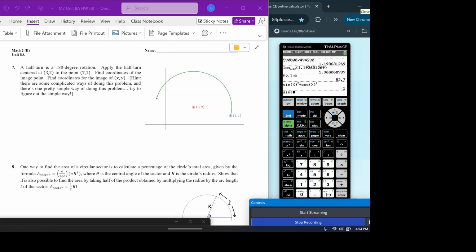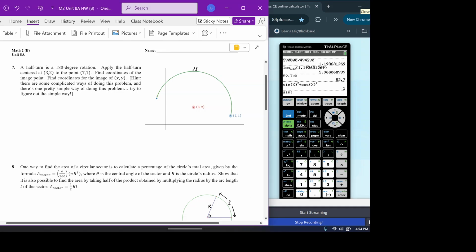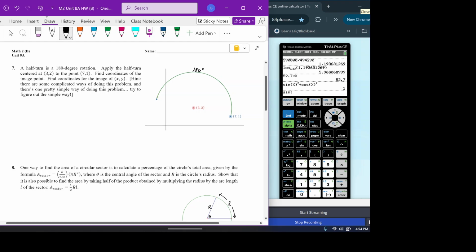Okay, let's take a look at number 7 from 8A, which I think was a homework problem. In this one, we're trying to do a 180-degree rotation around the center point (3, 2), and the point we're spinning around it is (7, 1). Since it's 180 degrees, you can use a shortcut.